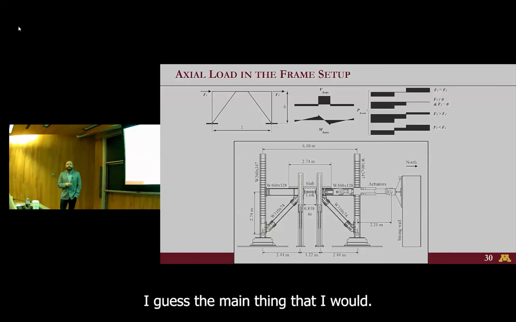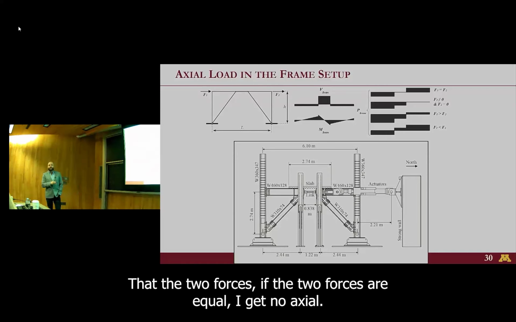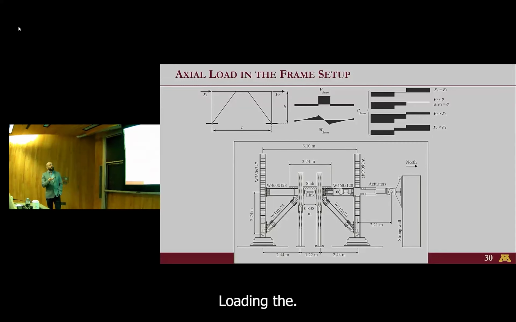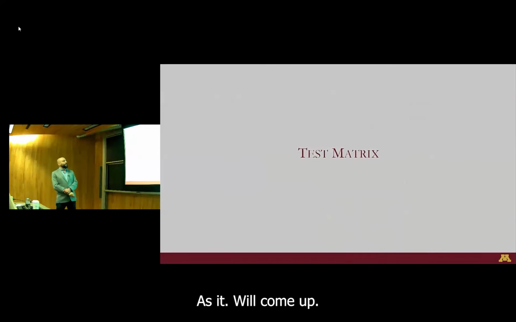I guess the main thing that I would like you guys to remember from this setup is that if I have a one-story EBF and I load it with two forces, if the two forces are equal, I get no axial load in the link. But if I only have force on one side, so F1 is non-zero and F2 is 0, which is the case for my setup, we get axial load in the link. So that's what I want you guys to remember, as it will come up.